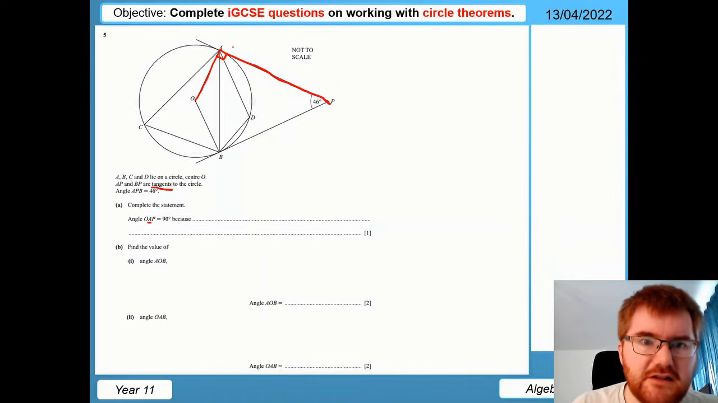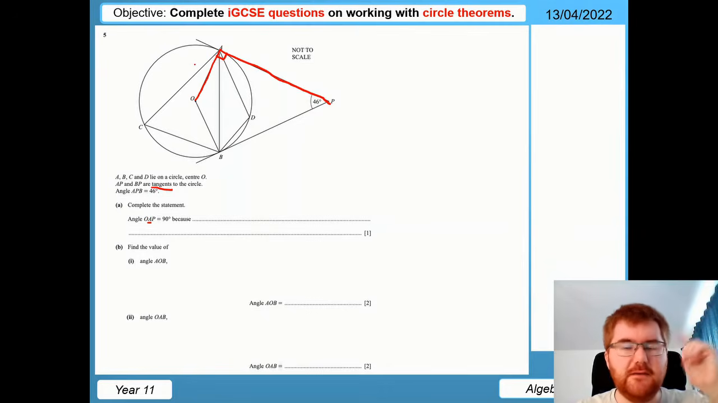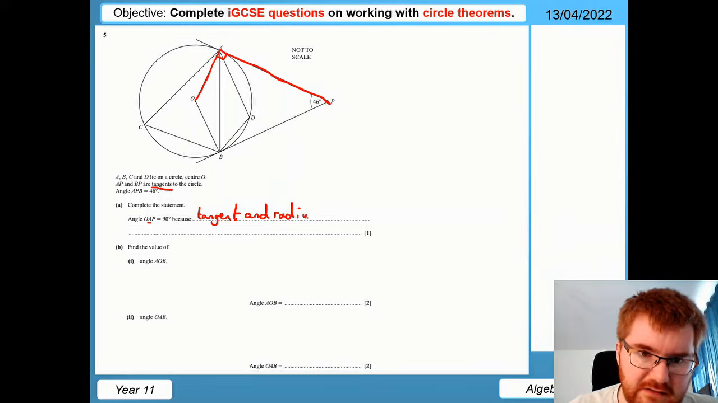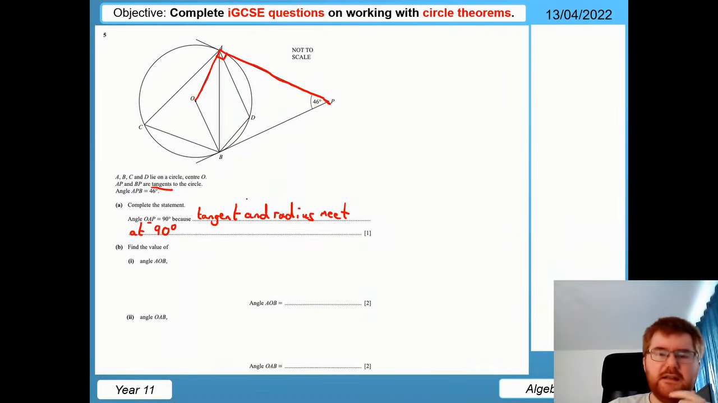So if you ever see a tangent and a radius, the first thing that needs to come to mind is that they meet at 90. So angle OAP is 90 because tangent and radius meet at 90 degrees. And this is quite a common question they get you to answer as well. Okay, so key words here are tangent and radius. Make sure you mention that.